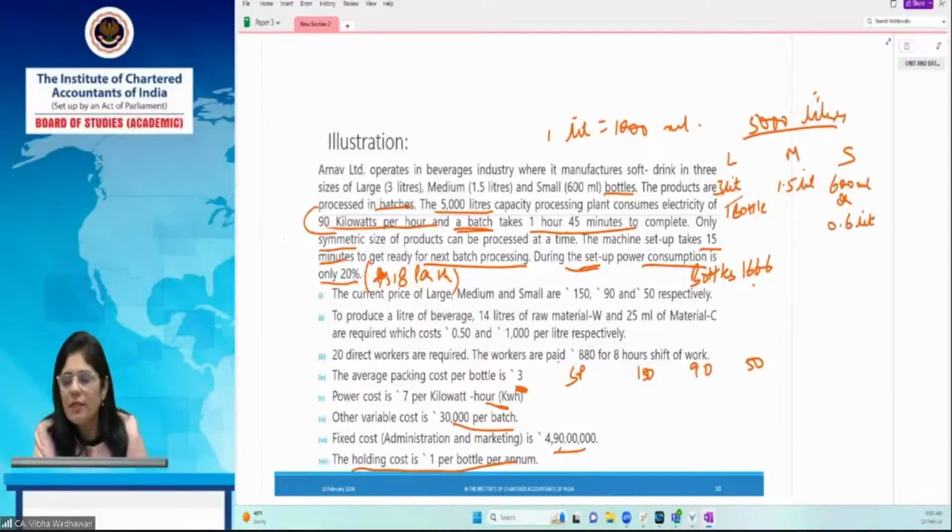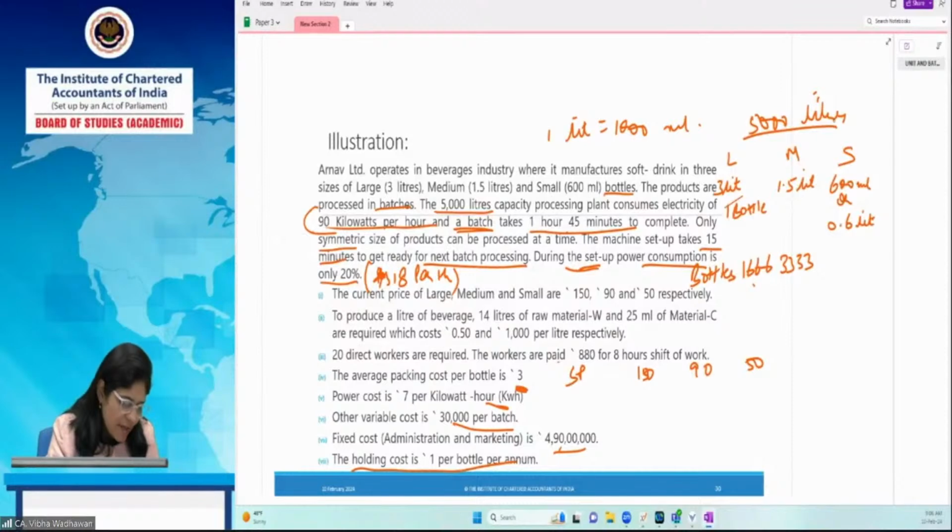How many bottles of medium size can we produce in one go? So 5,000 divided by 1.5. Once large is made, then medium will be made. So 3,333 bottles of medium can be produced in one go. Then how many small? 5,000 divided by 0.6.